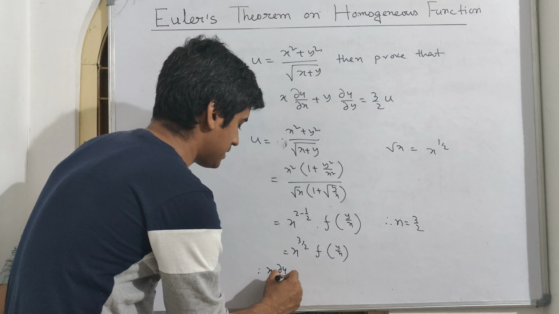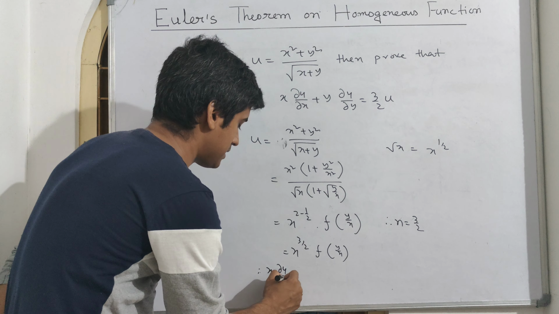Now the fourth question is, if u equals sin inverse of (x − y) divided by (root x + root y), then prove that x ∂u/∂x + y ∂u/∂y equals half tan u. Now here u is sin inverse of (x − y) divided by (root over x + root over y). Now here the (x − y)/(root x + root y) term is under sin inverse.